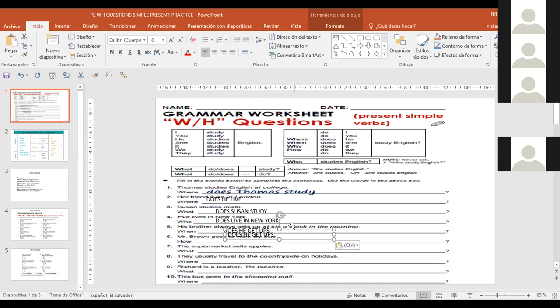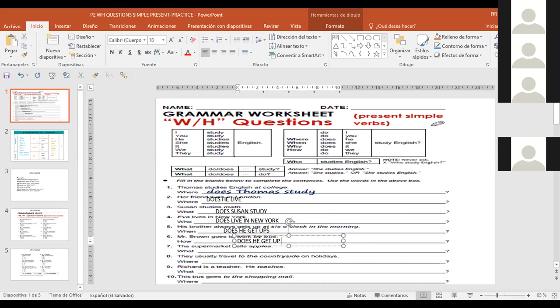Number six says, Mr. Brown goes to work by bus. La pregunta es how. Entonces, ¿cómo me quedaría? How do or does? ¿De quién estoy hablando? Does. Porque estoy hablando de Mr. Brown. Does. ¿Verdad? How does Mr. Brown go to work?